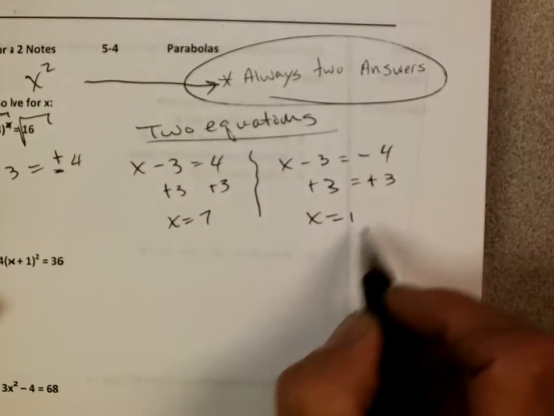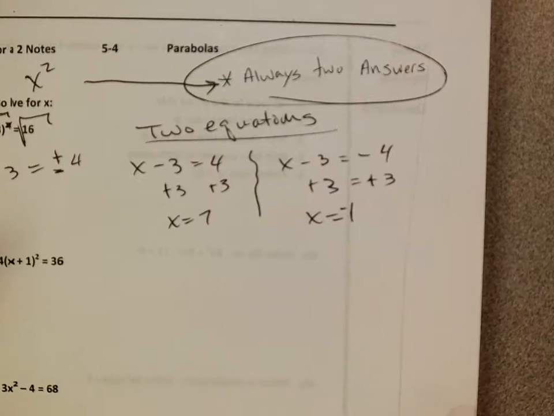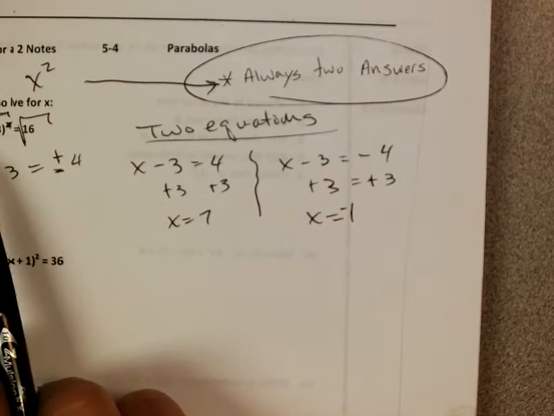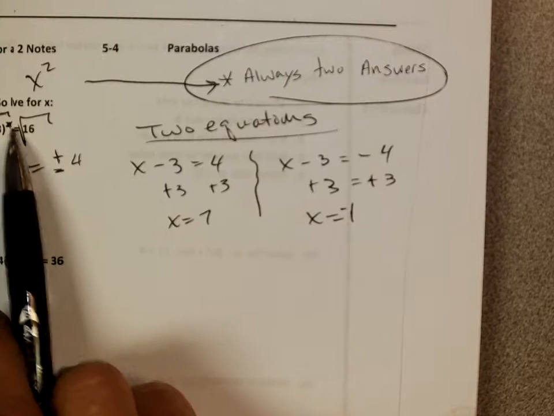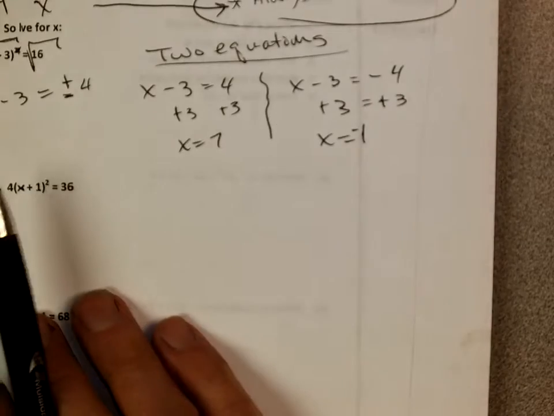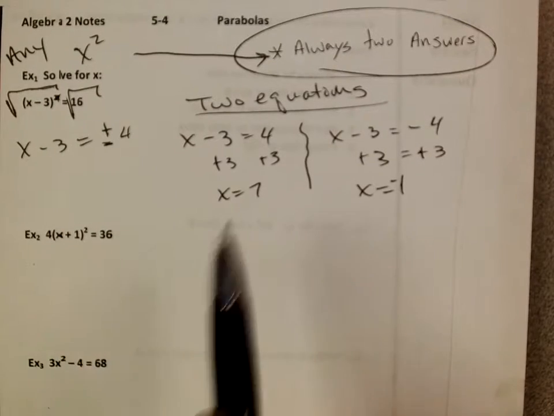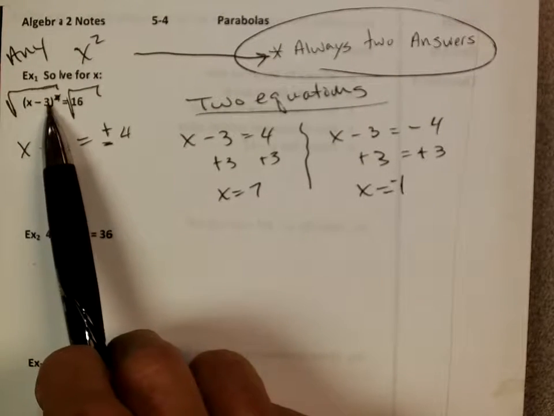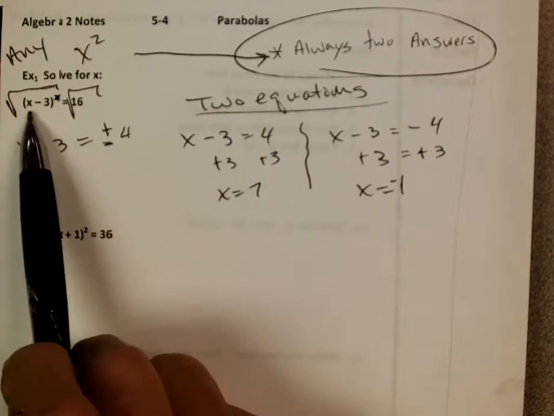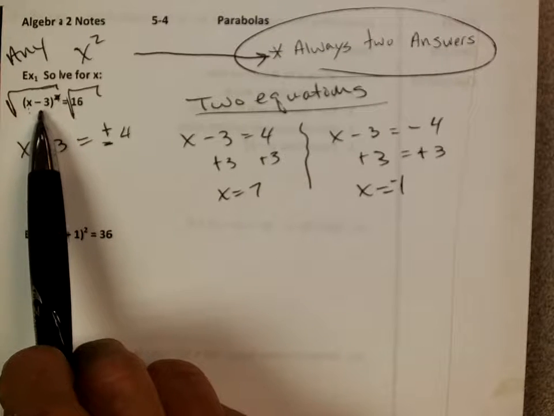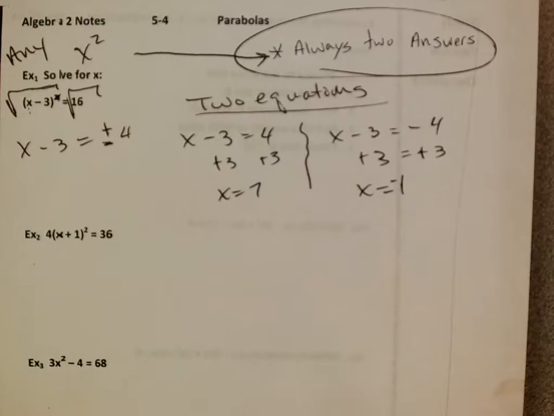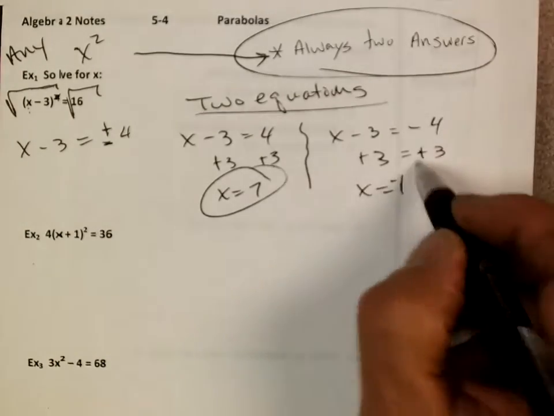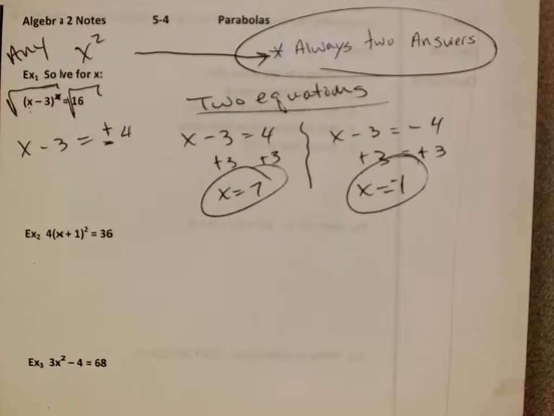Okay, if these are truly my answers, let's double check it real quick. For instance, if I throw it back into the original, 7 minus 3 is 4, 4 squared is 16. Yeah, that's got to be an answer, okay? Does that make sense how I checked it? Put 7 in, 7 minus 3 is 4, 4 squared is 16. If I put negative 1, I get negative 1 minus 3 is a negative 4, but negative 4 squared, negative times a negative, is also 16. So both answers, we got two answers, and both answers are correct, all right?